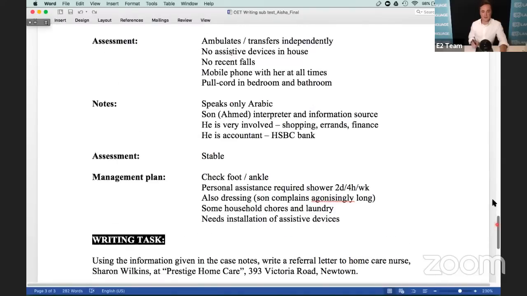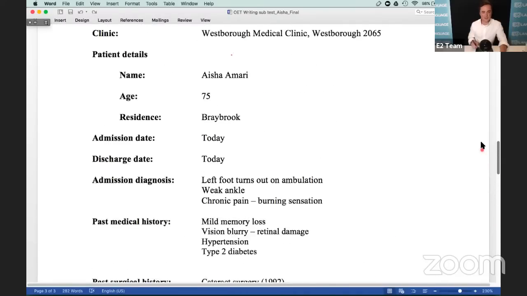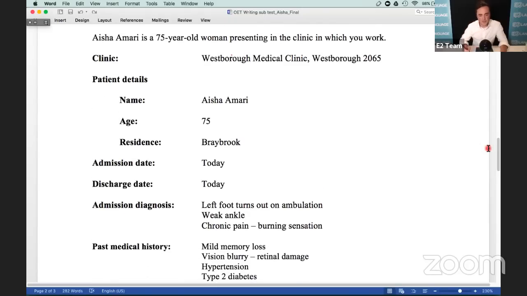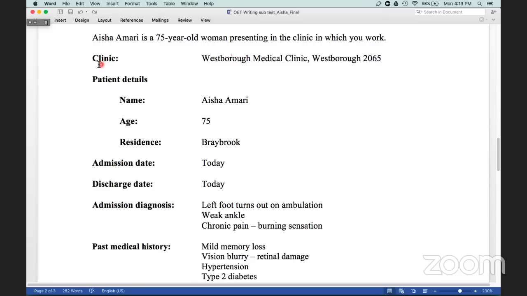Excellent. So now what we're going to do is a little task. I want you to think about relevance. I want you to think about which of these case notes are relevant and which ones are irrelevant. Just spend 30 seconds looking at these case notes. What will you tell Sharon Wilkins? Which case notes will you include in your letter, and which ones will you ignore?